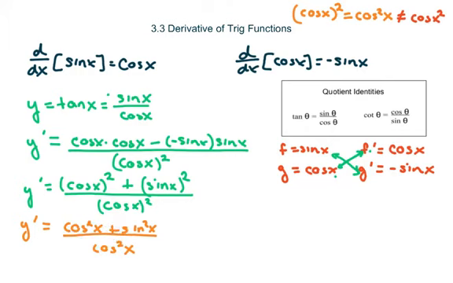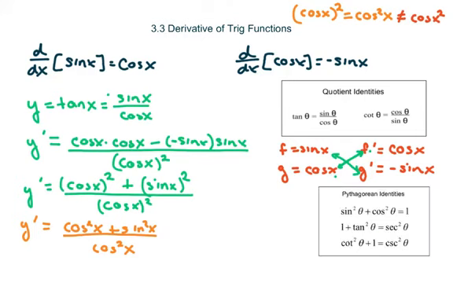But what I can do is apply a Pythagorean identity. Right here, we see sine squared plus cosine squared is equal to 1, which is exactly what I have here in my numerator. So that whole entire numerator simplifies down to 1. So this is actually 1 over cosine squared x. And that looks really good, but there's actually one more identity I can apply.